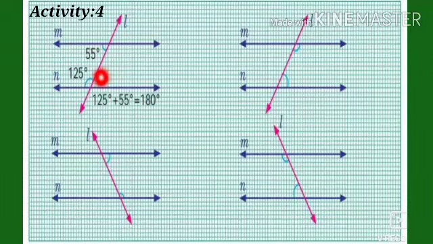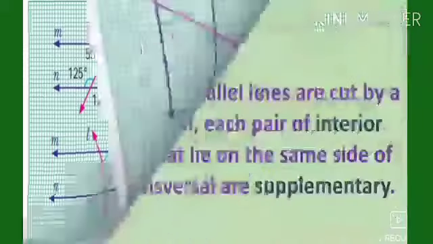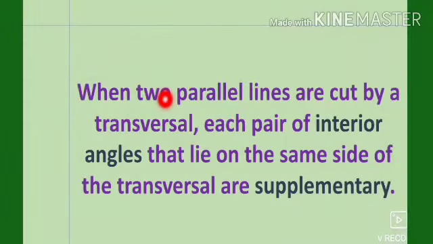Which are supplementary. So we can conclude that when two parallel lines are cut by a transversal, each pair of interior angles that lie on the same side of the transversal are supplementary.